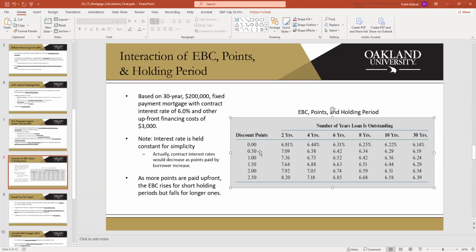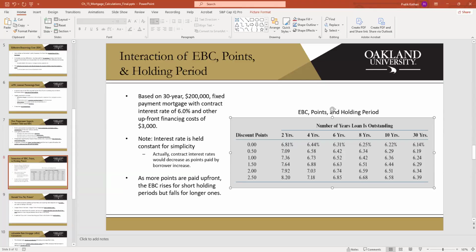If the borrower had bought 0.5 points, as in reducing their interest rate by 0.5%, and they sold the house off in 2 years, their effective borrowing cost will be higher at 7.09%. Similarly, if the borrower had bought 1 discount point, 1%, and let's say they sold the house off in 10 years, their effective borrowing cost will be 6.36%. Okay. That's what this table is showing.